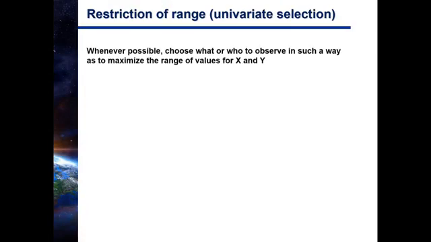All right. So, whenever possible, this is what I skipped over before, whenever possible, choose what or who to observe in such a way as to maximize the range of values for X and Y. So you want a wide range of values for X and a wide range of values for Y. So let me give you an example.